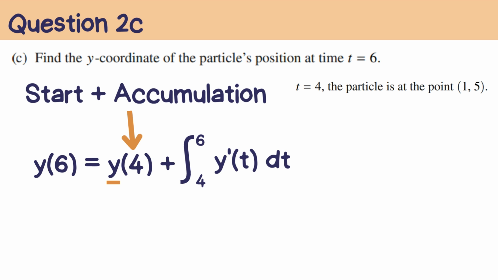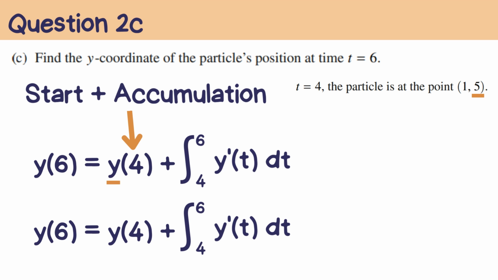Well, y of 4 is the y value, so we must look at the y value in the coordinate, which is going to be 5. Now, if it asks for the x component at time equals 6, then we would use x of 4, and then we would use the x value, which is 1. But because it asks for the y value, we must use the y value.